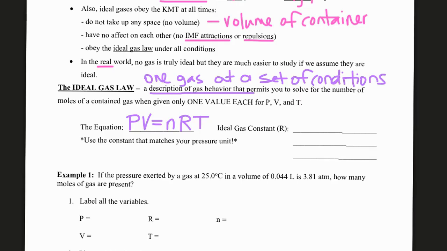The PV equals nRT equation is Pivnert to us science teachers. And it basically relates all of the variables for one gas under one set of conditions. And it's all related to this ideal gas constant. So a constant is something that we just never change, and it makes the mathematical equation work under all sets of variables. So the ideal gas constant is the R.